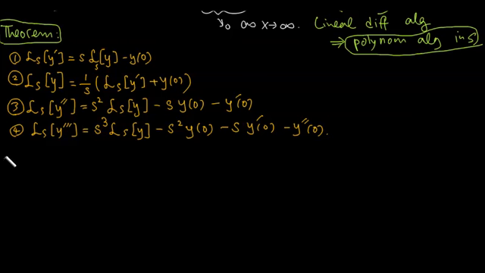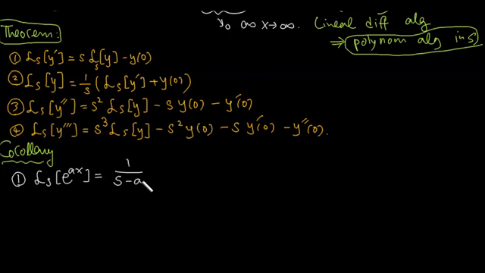Using that, we can state some of the basic facts about the Laplace transform of elementary functions. I'm going to state that as a corollary of this one that follows from here. So the first one is, what about the Laplace transform of e to the ax, the exponential function? As an expression, it turns out it's 1 over s minus a, where a is a constant.